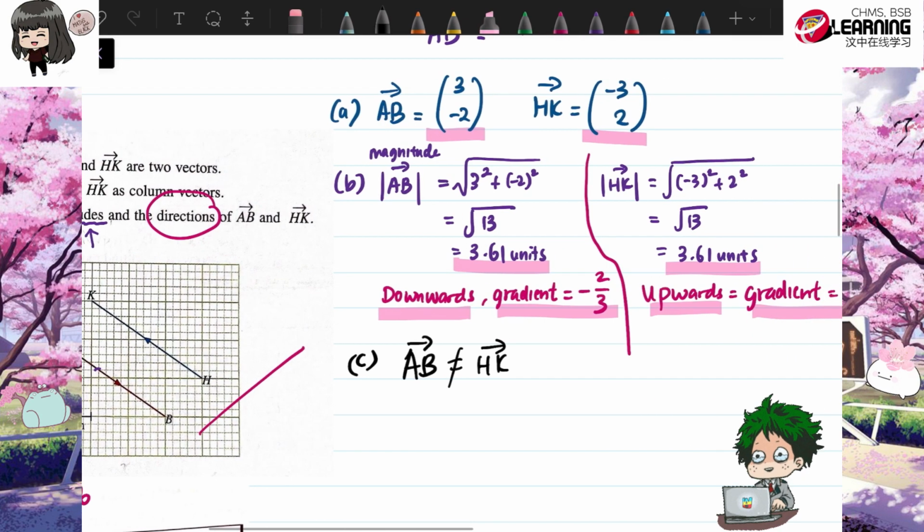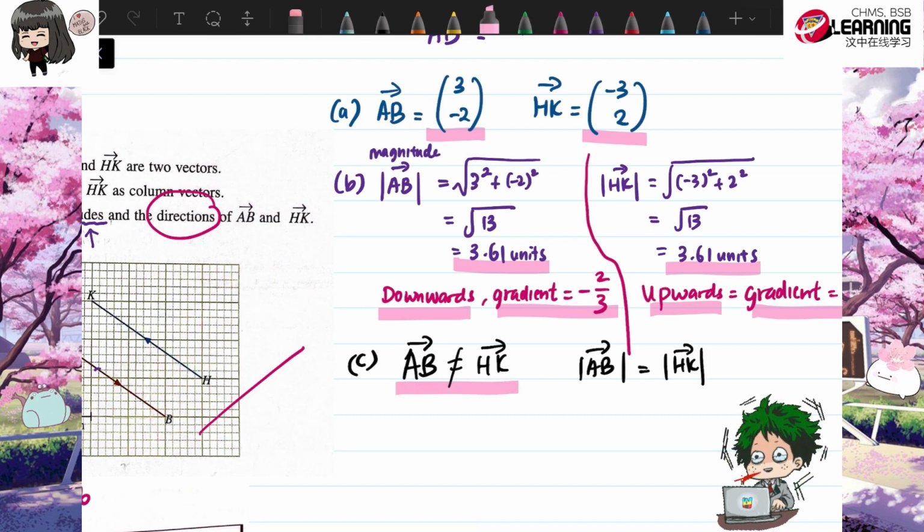However, the magnitude is the same. This is just extra, but then this is the one that is asking you. They are not the same, no. But magnitude, this one I add on only to show you they are the same. Okay.